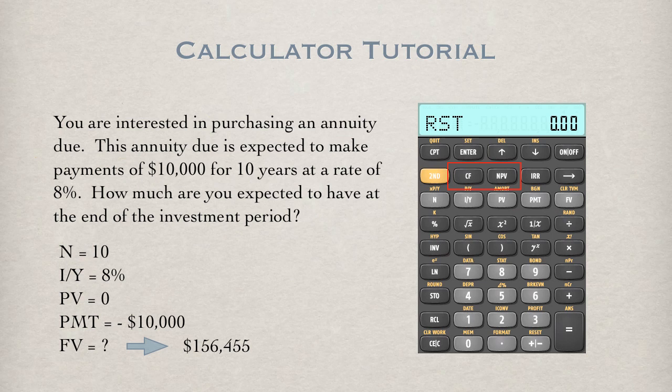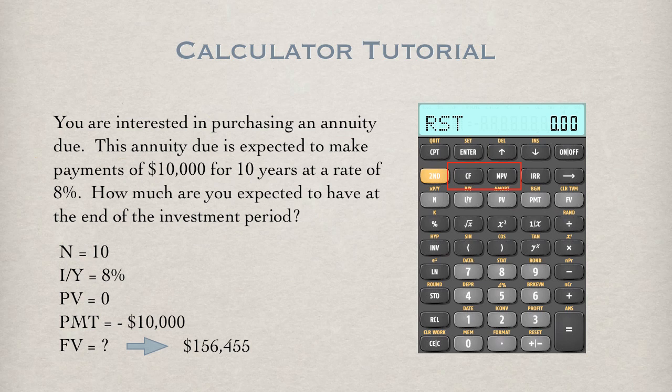That should clear out your calculator. Now we're going to start entering our new problem. So again, it says you're interested in purchasing an annuity due. Okay, so it specifies that you're doing an annuity due. Everything else on this problem is the same. We're going to be investing $10,000 for 10 years at a rate of 8%. So again, 10 goes into your N, 8, then hit I per Y, 0, then hit PV, negative 10,000, hit PMT, and then hit compute and future value.